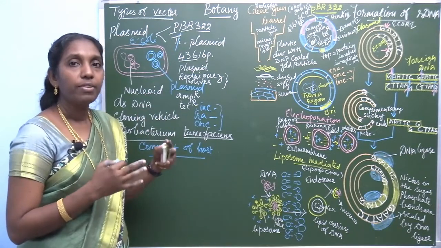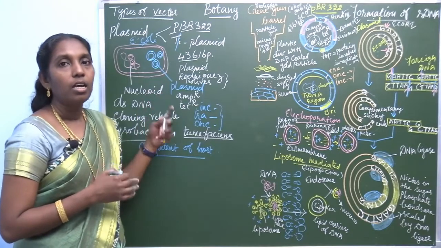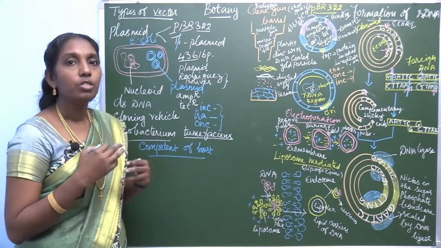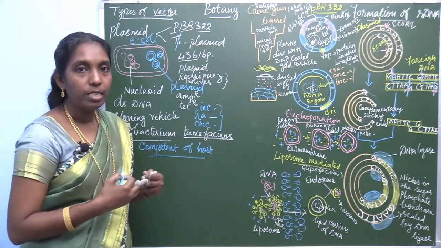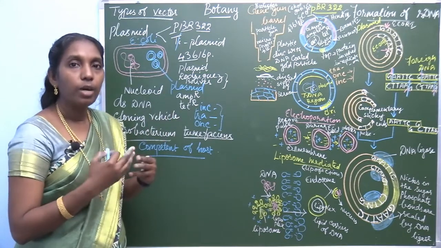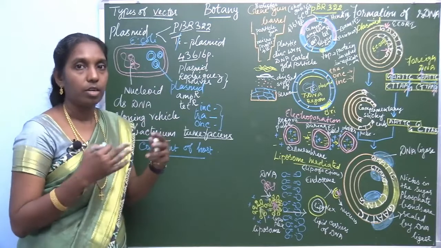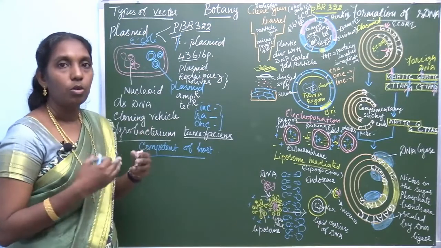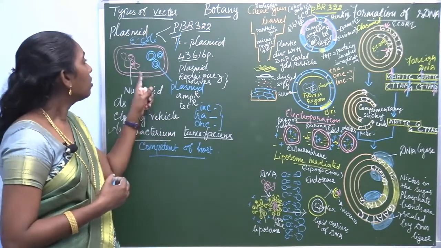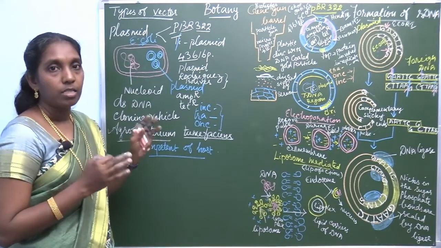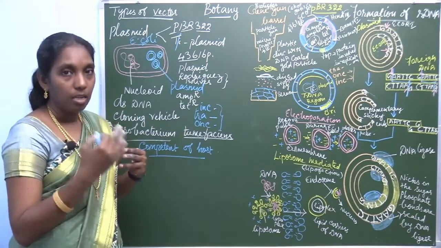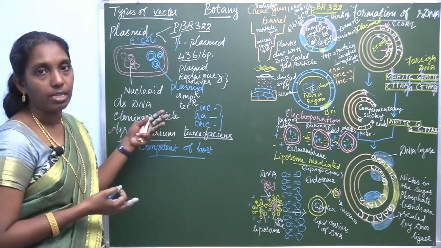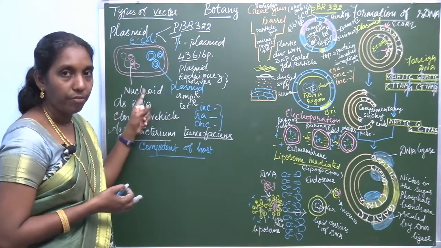The very important feature of selecting E. coli is that in optimum conditions it replicates within 20 minutes, the cell divides every 20 minutes. It is easy to handle and it has a high range of host specificity, so it can accept several kinds of vectors. So E. coli is selected. One of the main reasons is that it divides every 20 minutes in optimum conditions. So it is used as a vector.